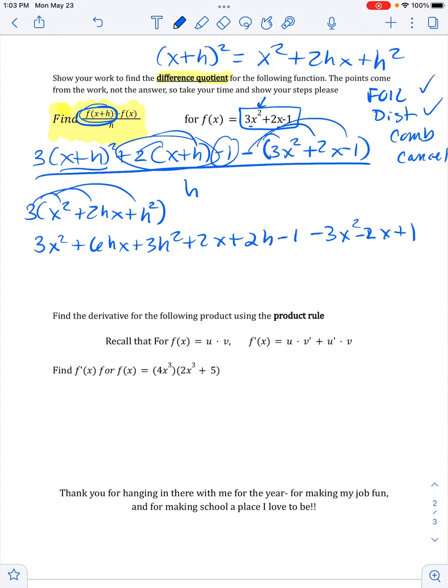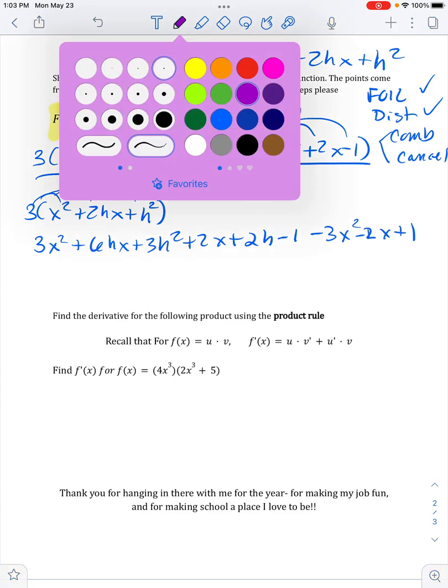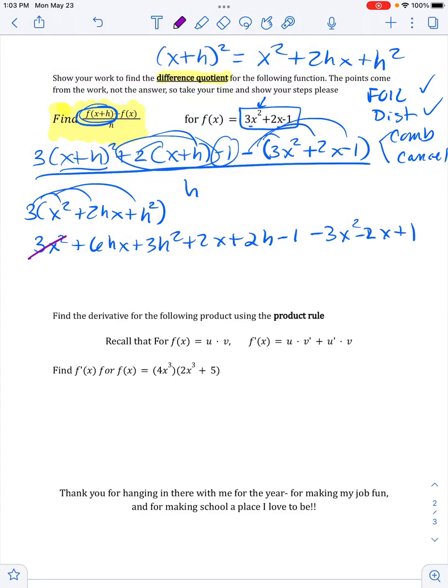So I did my foiling, I did my distributing. Now I'm going to combine and cancel, and that all happens in one fell swoop. So this 3x squared cancels this negative 3x squared, which is good, because if you remember at this point, the ones without the h should cancel out. So I have a positive 2x and a negative 2x. I have a negative 1 and a positive 1. So the things I have left are here, here, and here, and they all have h.